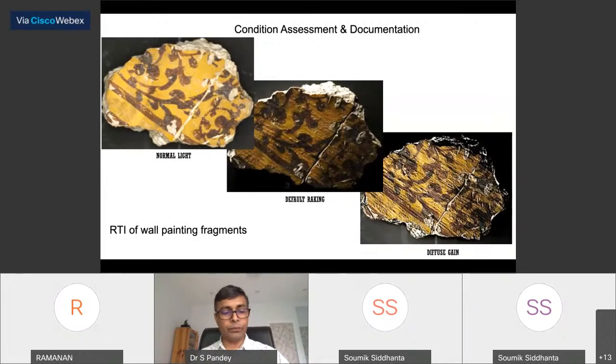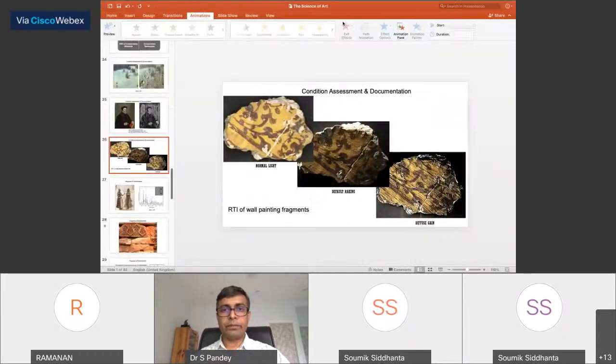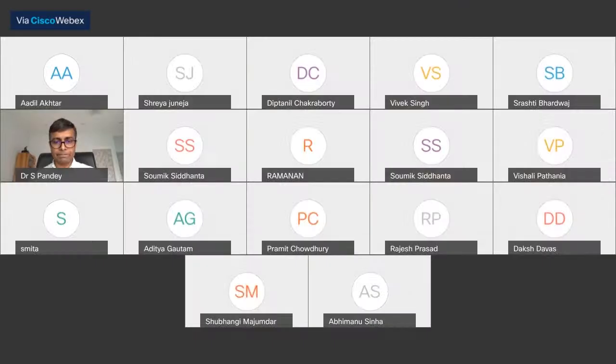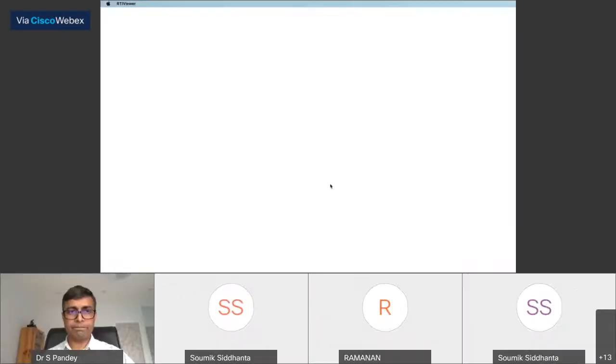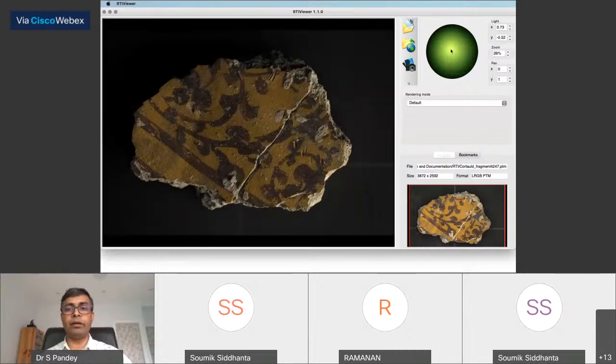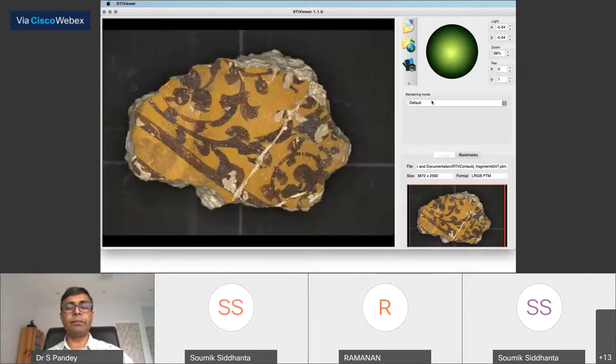And if you allow me for a moment, I will close this presentation and I will show you what you can see in that. Hold on for a minute. Now, can you see my screen? Yes, yes, you can see. Okay, so this is the fragment I was talking about. And this is the normal light photograph of the painting.